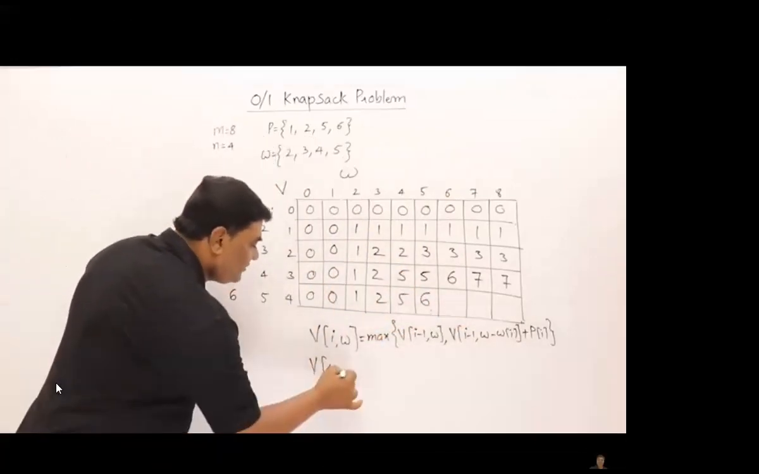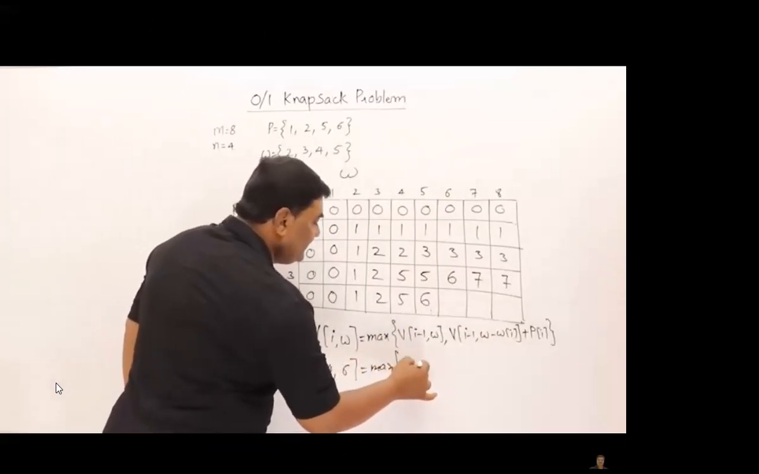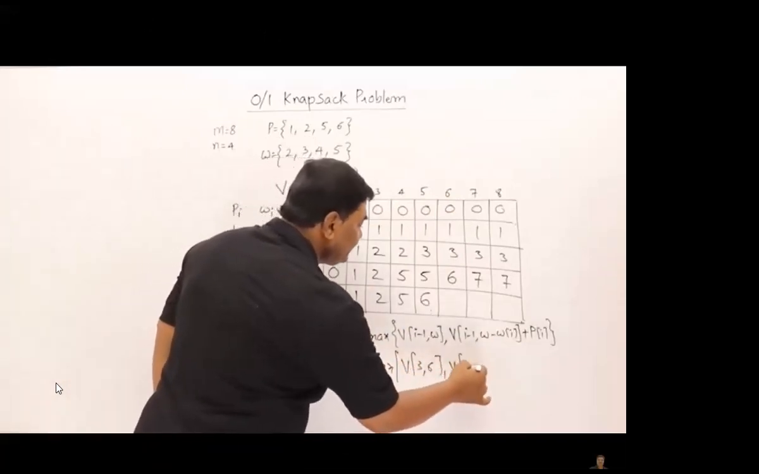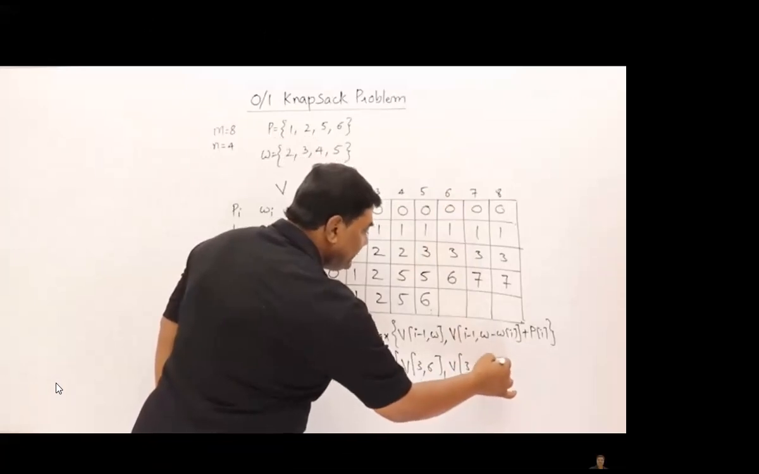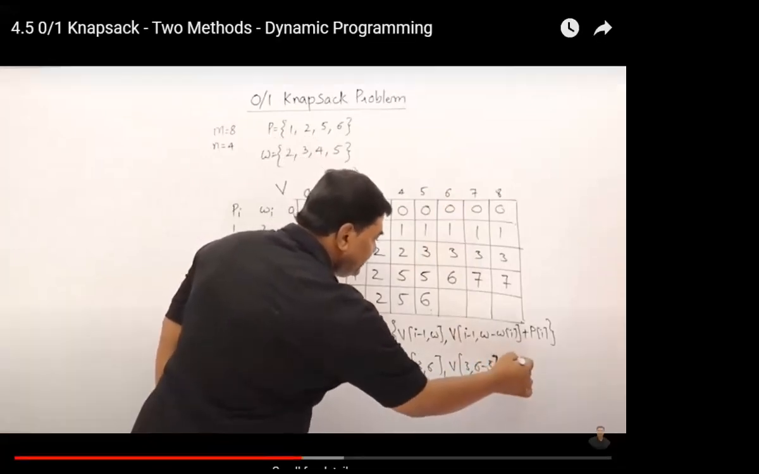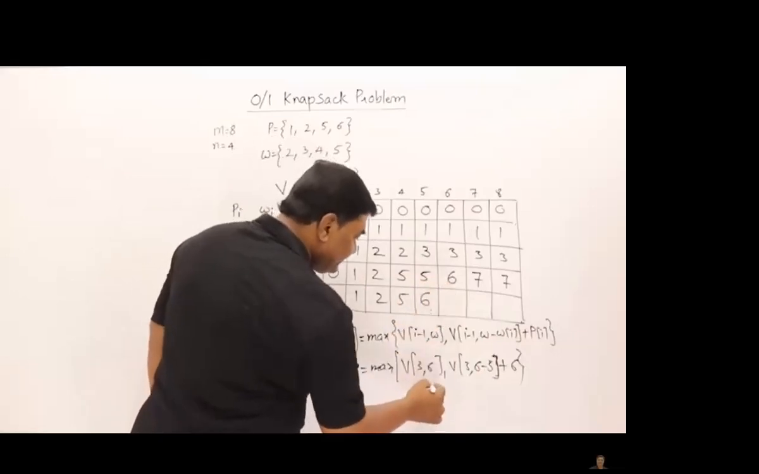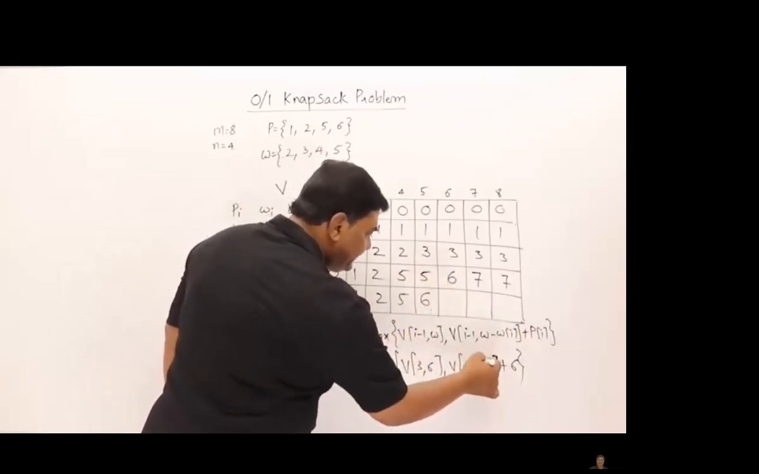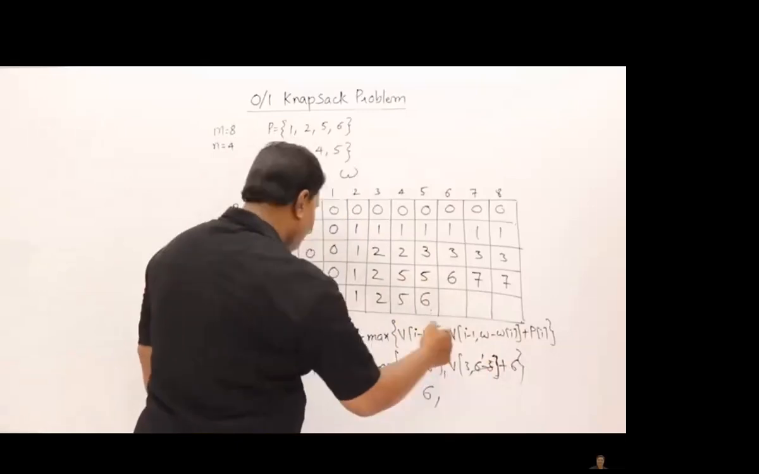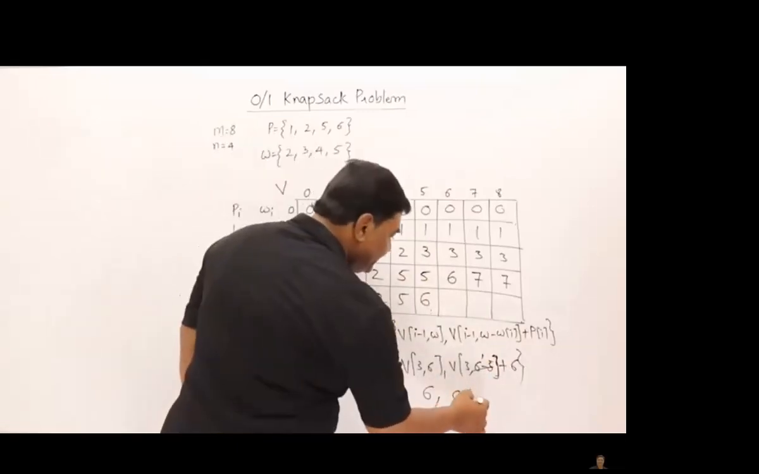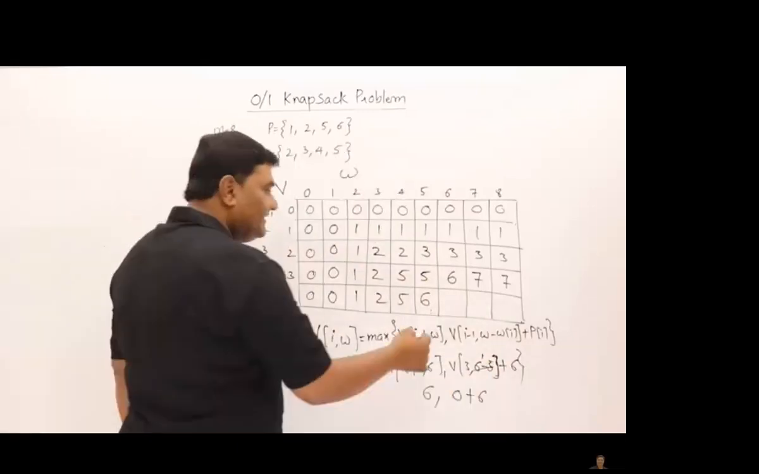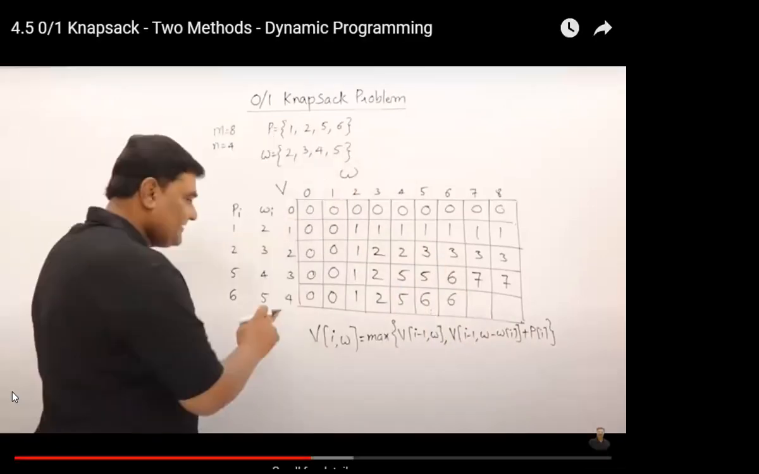V of 4, 6 is maximum of V of 3, 6, V of 3, weight is 6, right? And the weight of the object is 5 plus profit of the object is 6. So how much is V of 3, 6? 3, 6 is 6. V of 3, 6 minus 1, 6 minus 5, that is 1. 3, 1. 3, 1 is how much? 0. 0 plus 6. So the answer is both are same only. So take 6 only. Next one, 4, 7.